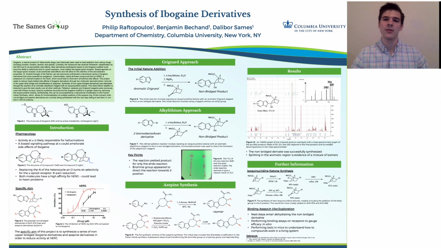This seemed to work when there was no ethyl group attached to the isoquinoline. However, when there was an ethyl group, this reaction gave somewhat spotty results, so it wasn't super reliable. A better approach that we found was the alkyllithium approach. It was super similar, except it involved starting with a benzofuran derivative that was already substituted at the 2 position with a bromide. When you react it with N-butyl lithium in ether, this reagent will do a halogen-lithium exchange, and it will result in a lithium being at the 2 position.